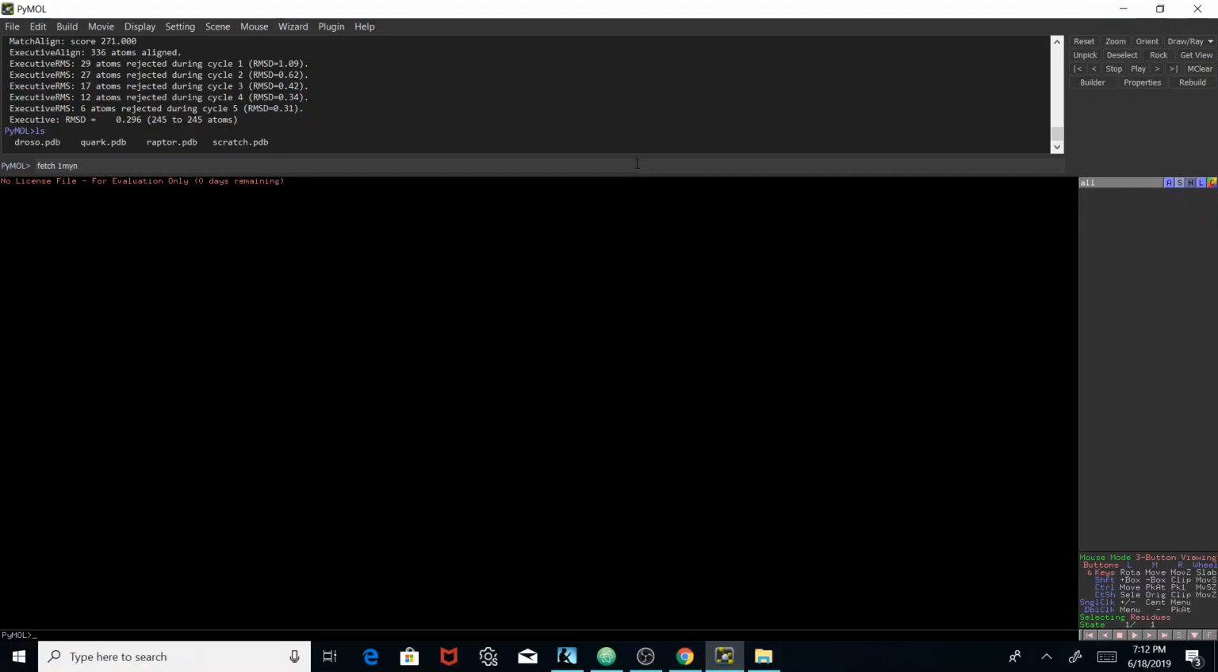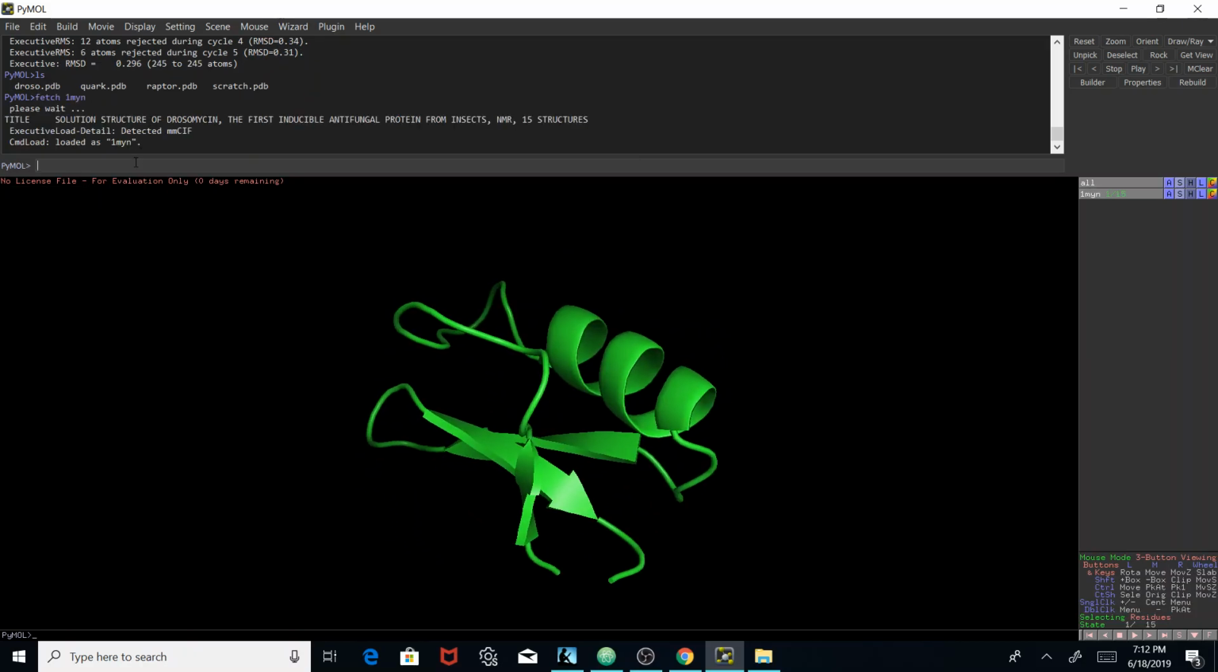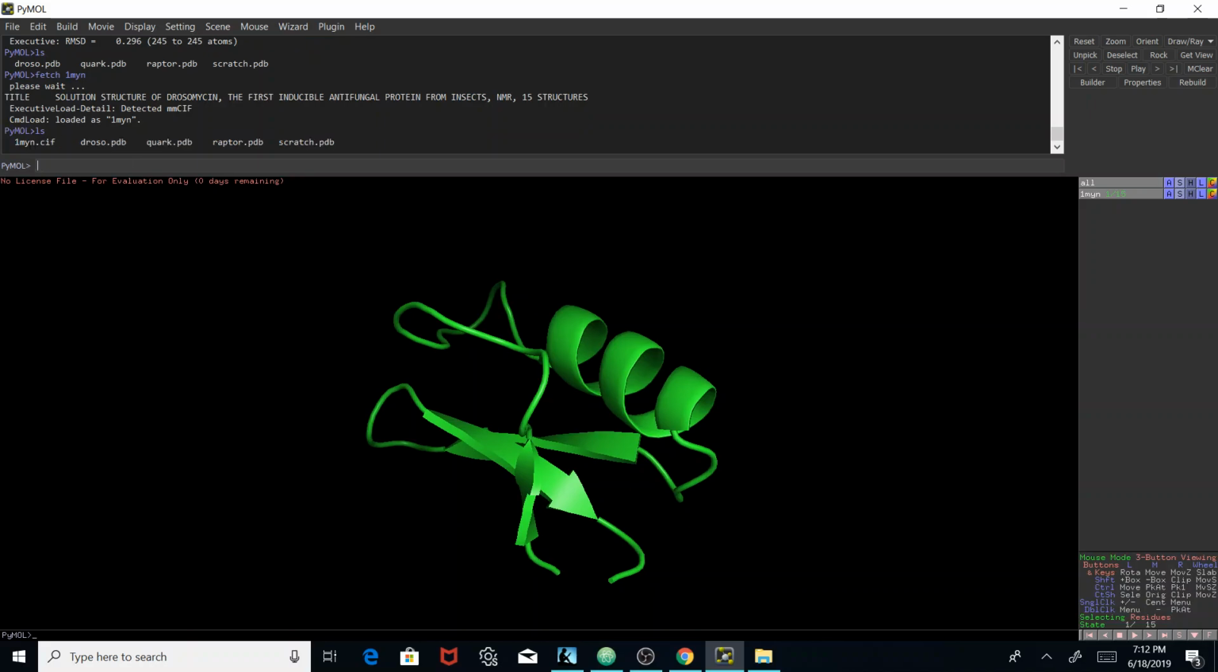In our submissions, we included the entire protein sequence, which is 70 amino acids long. So at least we can get a prediction of what the structure looks like, including the signal peptide and propeptide. But I'm going to first fetch the PDB file from the Protein Data Bank. So this is the NMR structure, and then we can load. I'm already in the directory where I have the predicted structure files here from Quark, Raptor, Scratch, and then the PDB, and then the Swiss model.